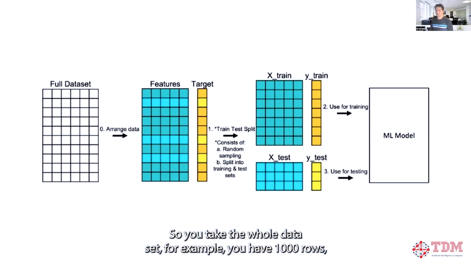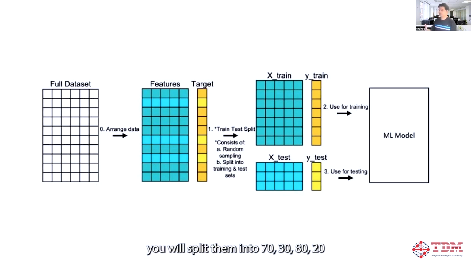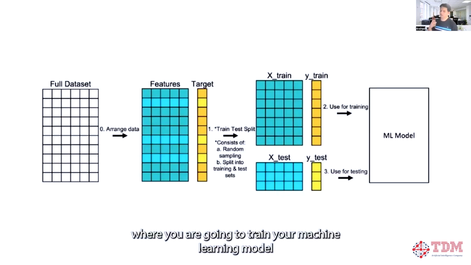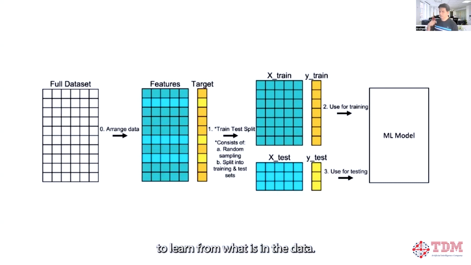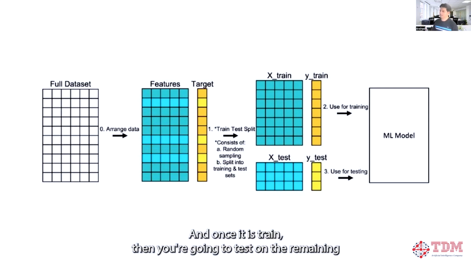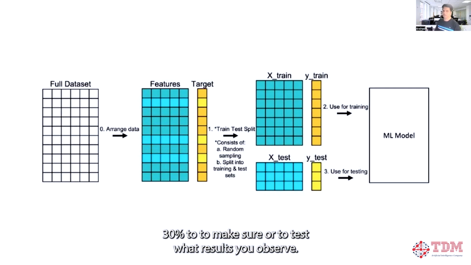You take the whole data set. For example, you have 1,000 rows. You will split them into 70-30 or 80-20 ratios, and you will call them train and test. Train is where you train your machine learning model to learn from what is in the data. And once it is trained, you are going to test on the remaining 30% to see what results you have.